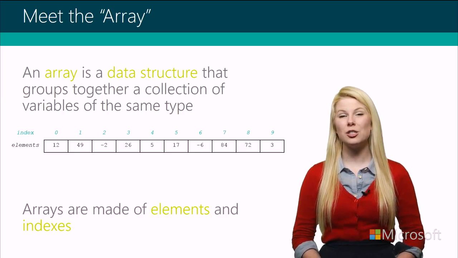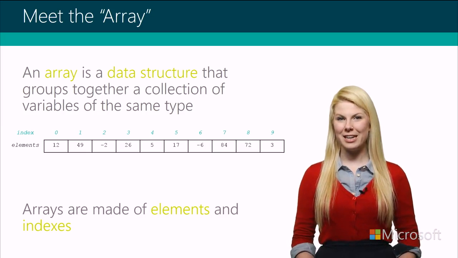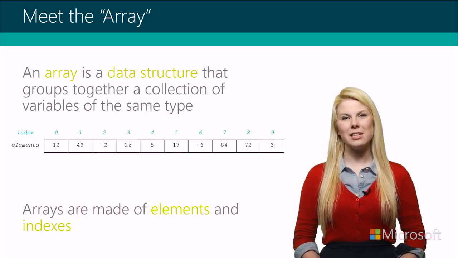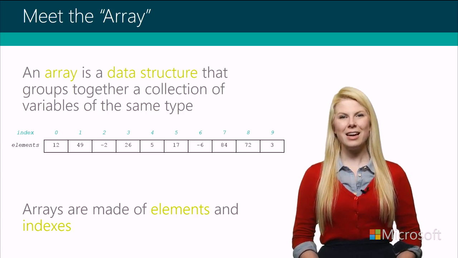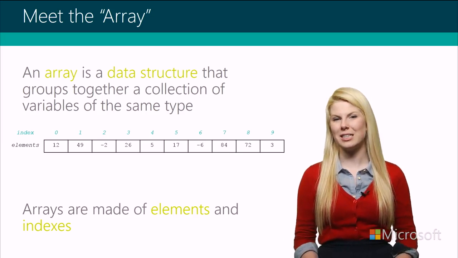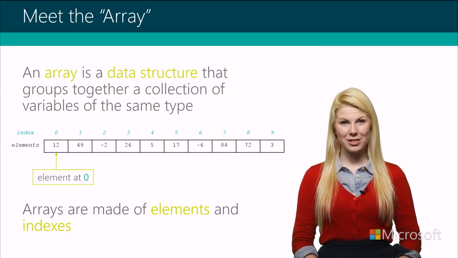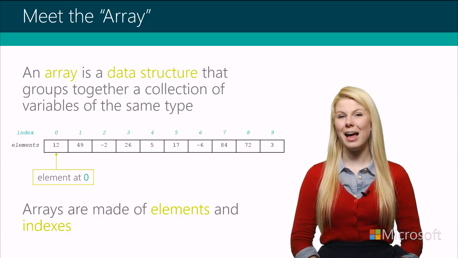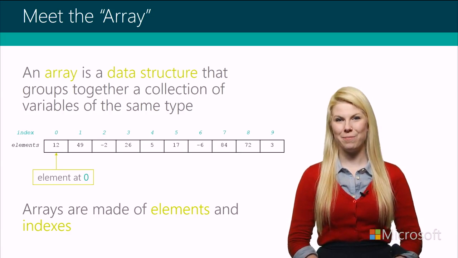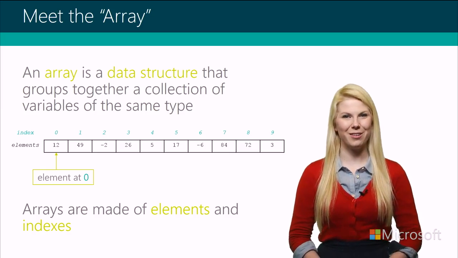Arrays comprise 2 pieces. They have the elements, which is the data itself, and then each element is given an index. The index is sort of the address of where your element lives within the context of the array. So for example, if I wanted to pull out the very first thing in the array, I would ask for the element at index 0. Yes, arrays start counting at 0. Don't worry, you'll get used to it.